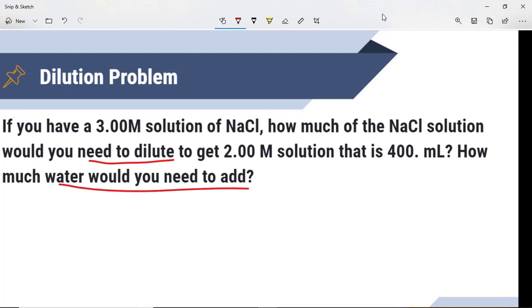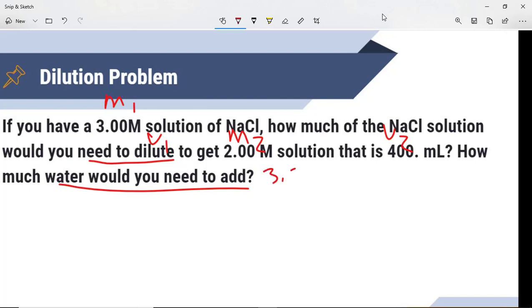Okay, so let's look at that first part of the problem. How much do I need to dilute? Well, I'm given my initial concentration of NaCl, so let's call that M1. I need to know how much of that I need to dilute, so that's volume, that's V1. I have a second concentration that I want, and I know my second volume. So I just plug into the dilution formula and solve very easily.